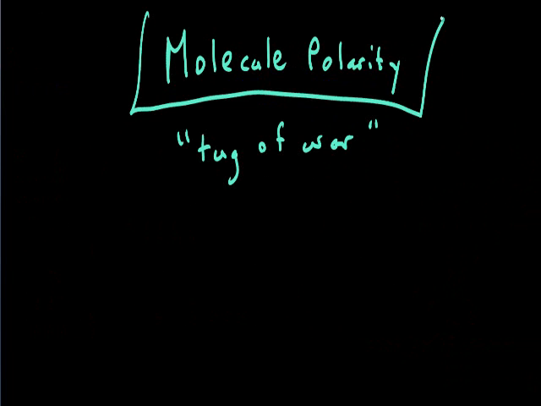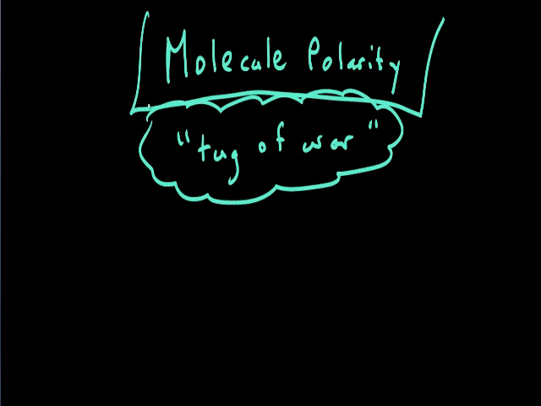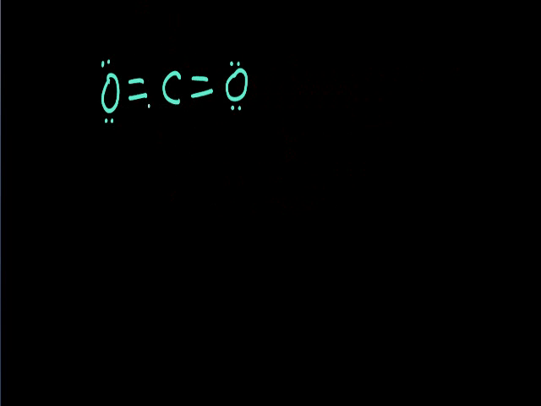It's almost as though we'll be looking at somewhat of a tug of war between all the bonding pairs of electrons within the geometry and structure of the molecule to determine if the molecule is polar or nonpolar. Take a look at the molecule of carbon dioxide as an example. Using the periodic table, we can see that oxygen has a higher electronegativity than carbon because oxygen is further to the right on the periodic table.